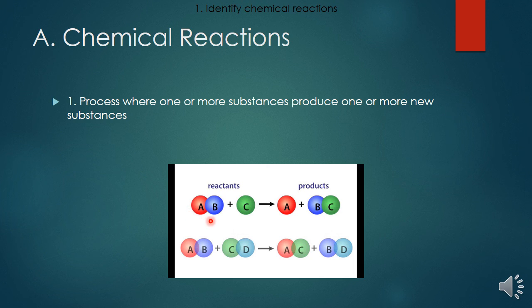For the first one here, we have some compound made of A and B, and it is reacting with element C. And notice after the reaction occurs, we have an arrow here to show that we have at least one new substance produced. We have now element A, and then we have compound BC. So we get new substances there. And then in the second reaction here, we have two compounds, compound AB reacting with compound CD, and we get AC and BD. Again, notice we get at least one new substance produced, so thus a chemical reaction has occurred.